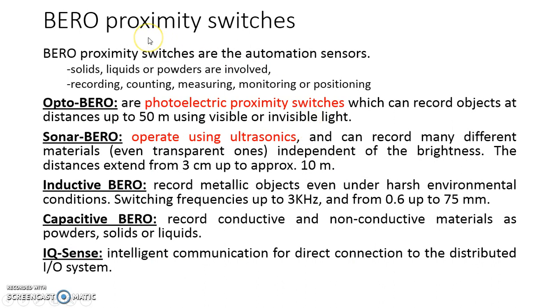The first one we can consider is the BERO proximity switches. These are automation sensors, whether solid, liquid or powders are involved, for recording, counting, measuring, monitoring, or even positioning. Different versions are available. First is Opto BERO, a photoelectric proximity switch which can record objects at a distance of up to 50 meters using visible or invisible light. Sonar BERO operates with ultrasonics and can record many different materials, even transparent ones, independent of brightness, with a distance from 3 centimeters up to approximately 10 meters.